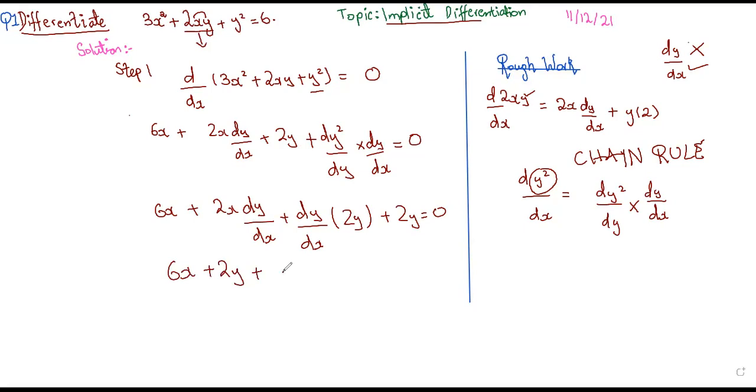We need to separate the dy dx term. So I'll take it common. I'll be left with this. This is 0. Now I'll take this to the other side. Why? Because I need dy by dx.